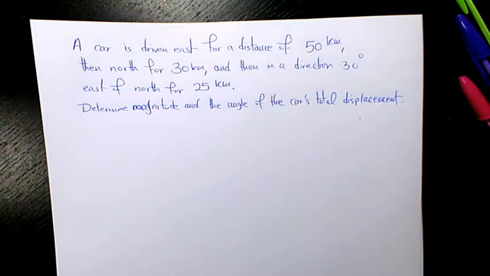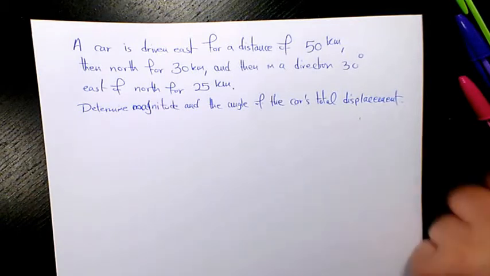In this example, a car is driven east for a distance of 50 kilometers, and then north for 30 kilometers, and then in the direction of 30 degrees east of north for 25 kilometers. Sketch the diagram and find out the magnitude and the angle of the car's total displacement from its starting point.